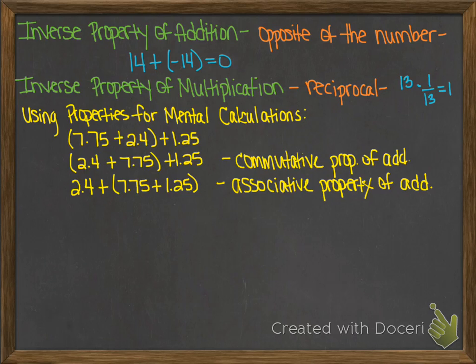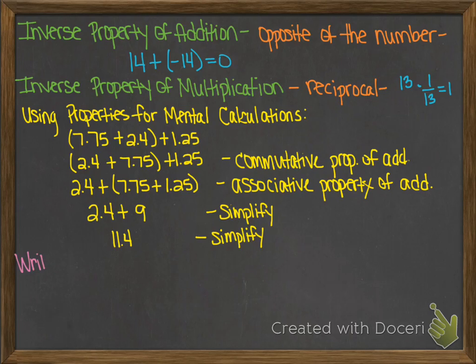For using mental math, we know that 7.75 plus 1.25 is going to equal 9. Notice we didn't have to line up any decimals when we were trying to add this. We could do this mentally. And if I was to justify these steps, all I was doing was simplifying. And finally, 2.4 plus 9 is 11.4. Okay? So that's one way to use those properties to just do your math maybe a little bit quicker.